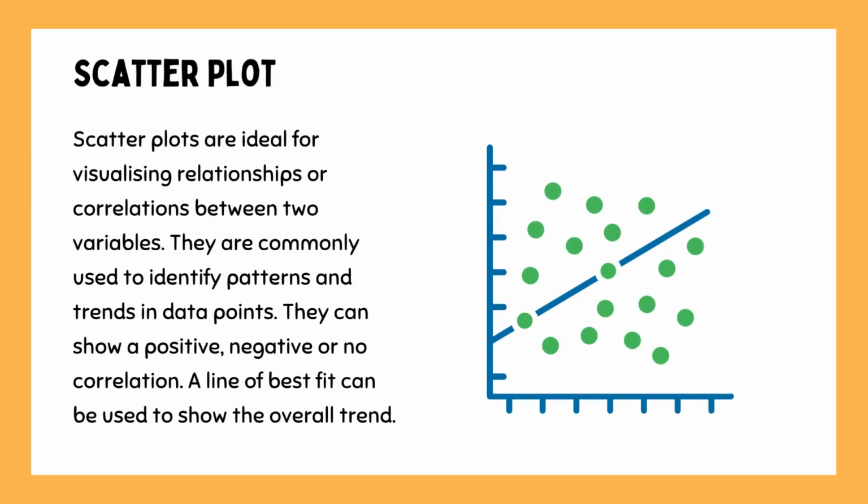Scatter plots are ideal for visualizing relationships or correlations between two variables. They are commonly used to identify patterns and trends in data points. They can show a positive, negative, or no correlation. A line of best fit can be used to show the overall trend.